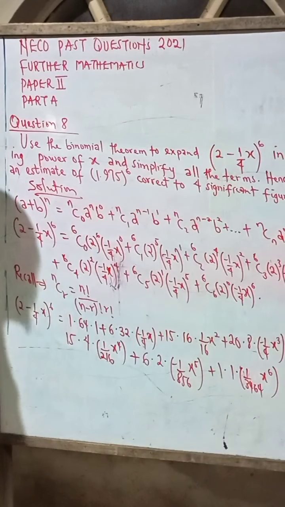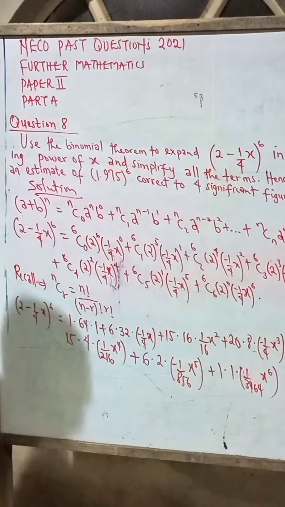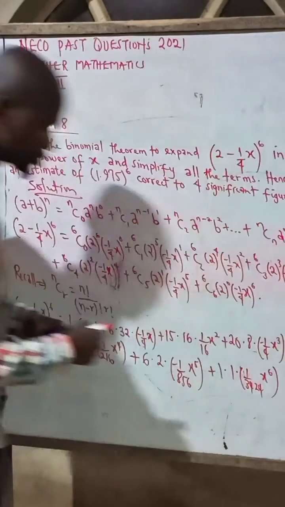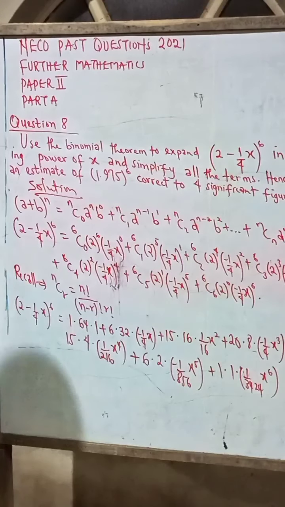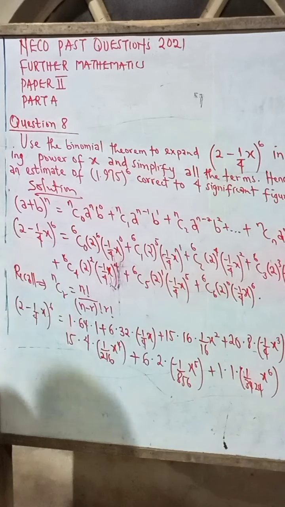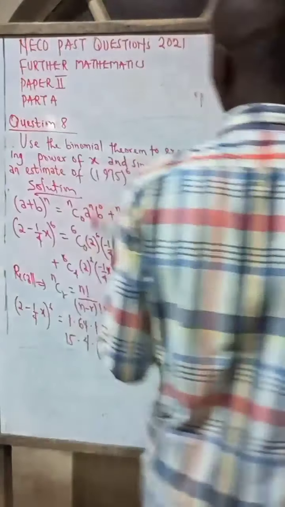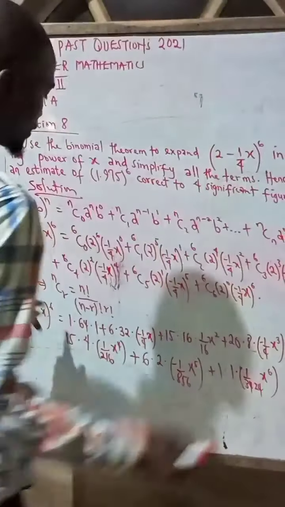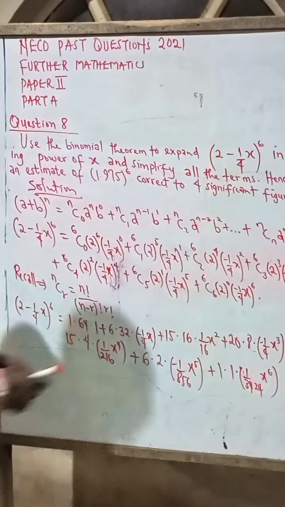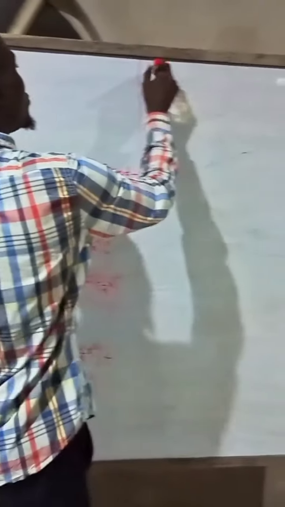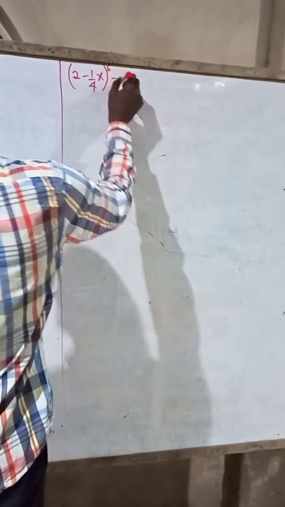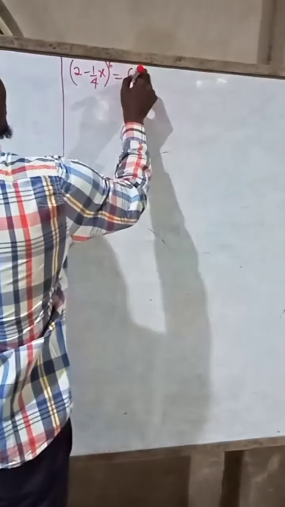Now we are going to simplify the terms to get our final answer, because the question says we have to simplify. It is necessary to simplify. Now, 1 times 64 times 1. So we have to combine these, (2 minus 1 over 4x) all raised to the power of 6, to 1 times 64 times 1. That will give me 64.